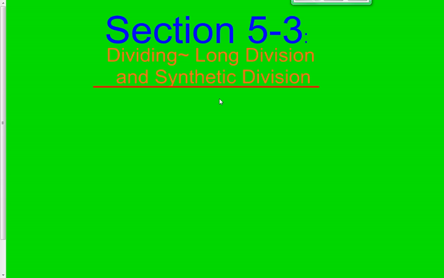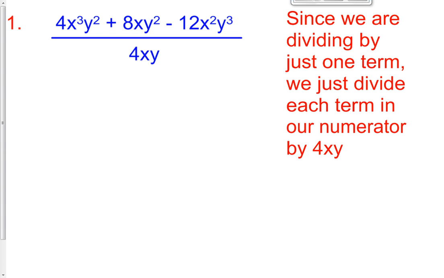Yesterday in 5-2 we simplified polynomials using adding, subtracting, and multiplying. Now in section 5-3 we're going to continue simplifying polynomials, but we're going to use the operation of dividing in this lesson. I'm going to teach you two different methods of dividing these polynomials, one being long division and the other one being synthetic division. So we use long division and synthetic division when we divide by a binomial, but when we divide by a monomial, which is the first two problems, we do something a little bit different.